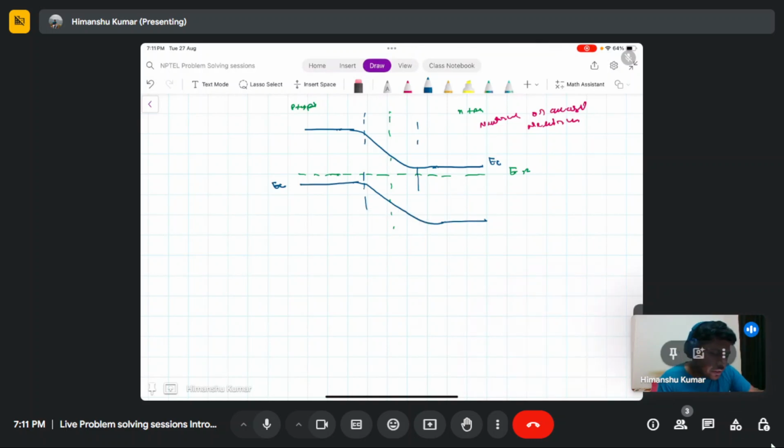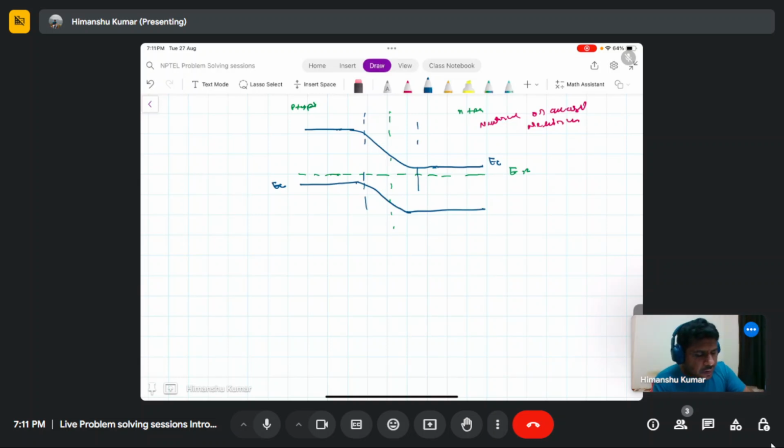This is the quick way of drawing the band diagram. You can draw the other levels just like this. So this is the equilibrium band diagram.